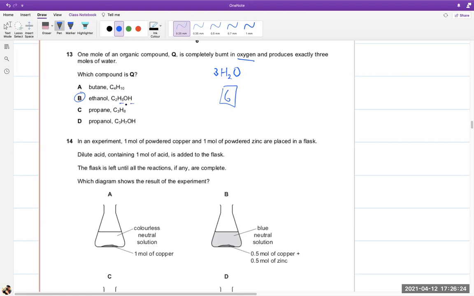Okay, so you just add all of it up. This has 8, that has 8, that has 10. So the only possibility here is 3.